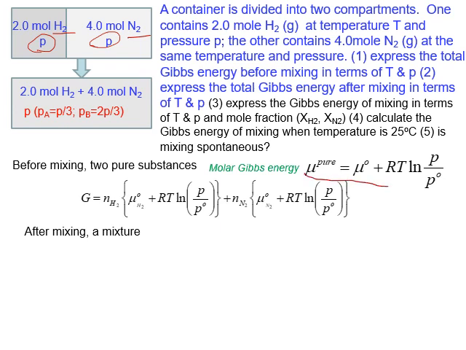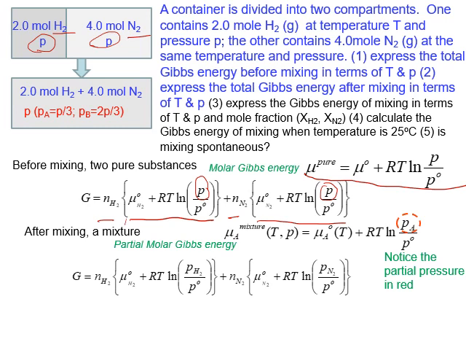So the chemical potential for a pure substance is the standard state chemical potential, that is at 1 bar, plus RT ln P divided by 1 bar. That's the pure chemical potential. So plug in here number of moles of hydrogen, chemical potential of hydrogen, number of moles of nitrogen, chemical potential of nitrogen, both at the pressure P. That's before mixing. Now after mixing, the equation is similar, but the chemical potentials are slightly different. The pressure should be partial pressure. These are for the mixture chemical potential of hydrogen and nitrogen.